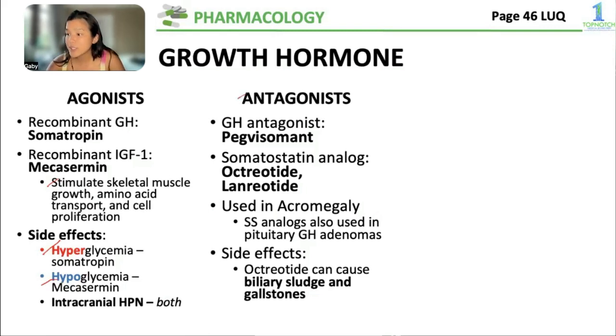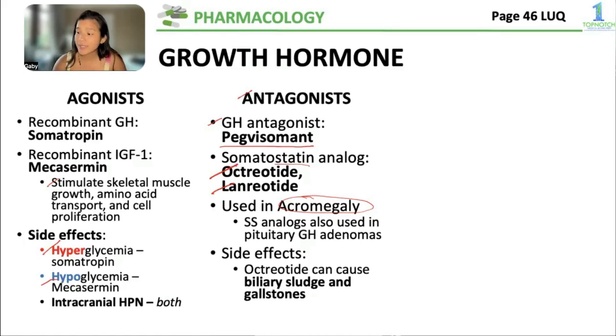Now, for antagonists of growth hormone, why would we want to antagonize growth hormone? Remember in acromegaly, okay, our patients with very coarse facial features, because of a growth hormone excess, we can give growth hormone antagonists. So we can either antagonize growth hormone itself by giving pegvisomant, or we can give an analog for somatostatin. Remember, statin stop your somatotropin. So these are your octreotide and your lanreotide. Again, they are used in acromegaly.